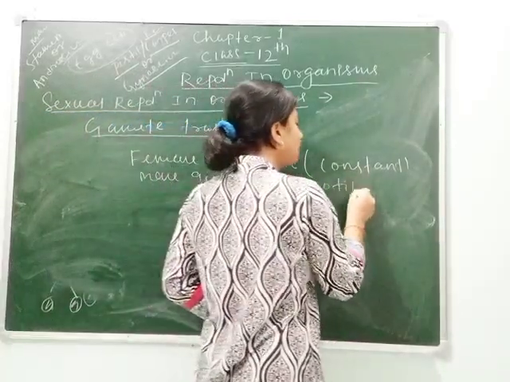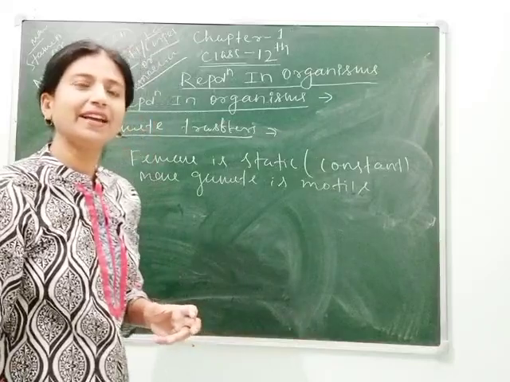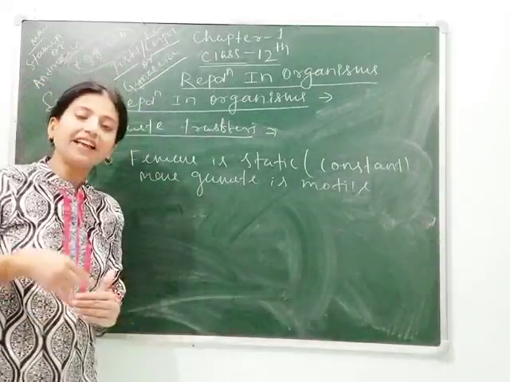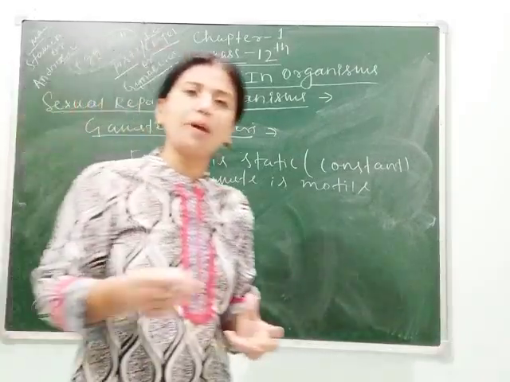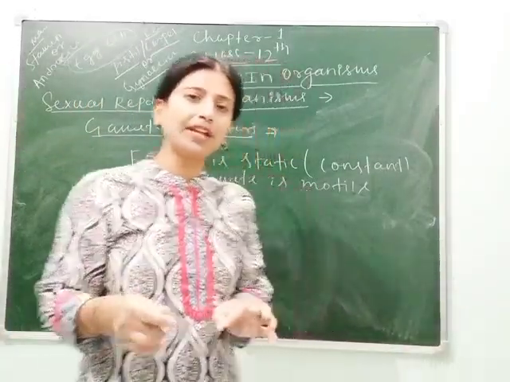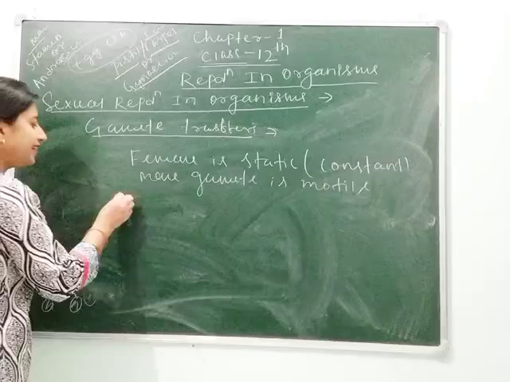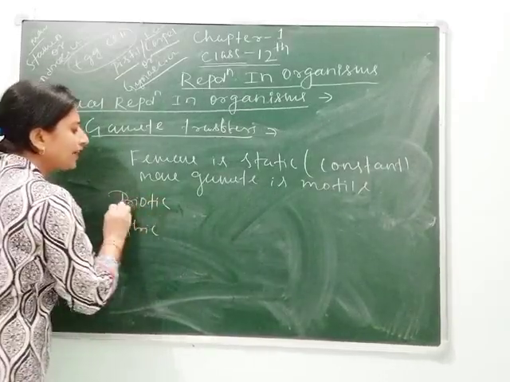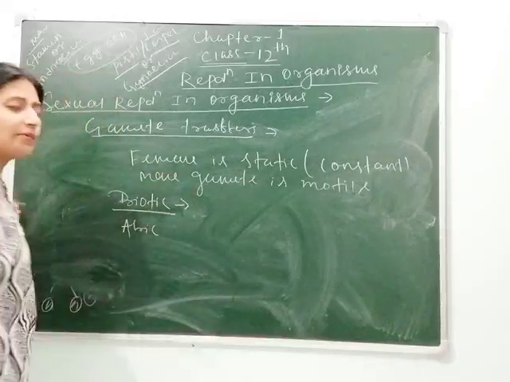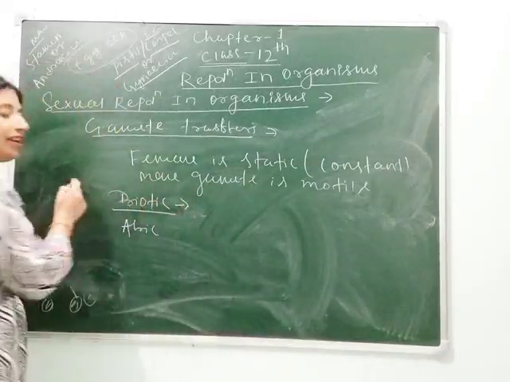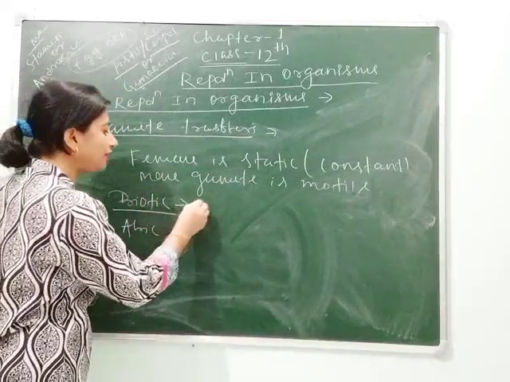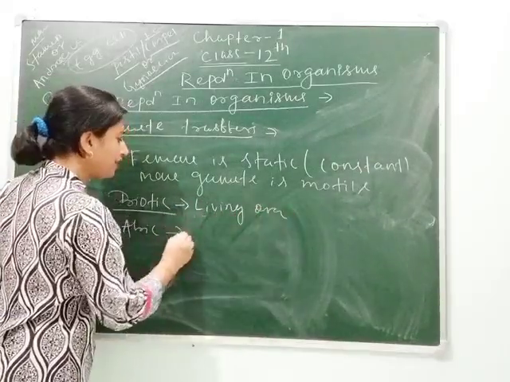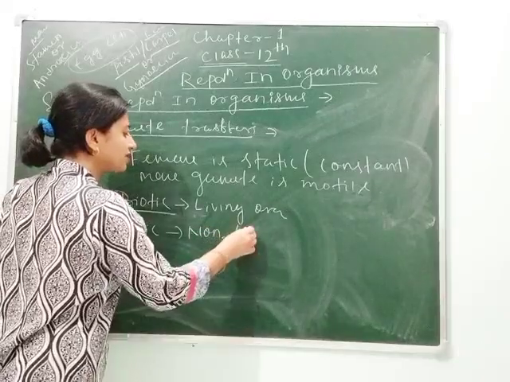So the male gamete has to move towards the female gamete. That's why it needs a medium. The medium may be biotic agents or abiotic agents. Biotic means, when we talk about the transfer of gametes, which we call pollination in plants, living organisms, and abiotic means non-living agents.